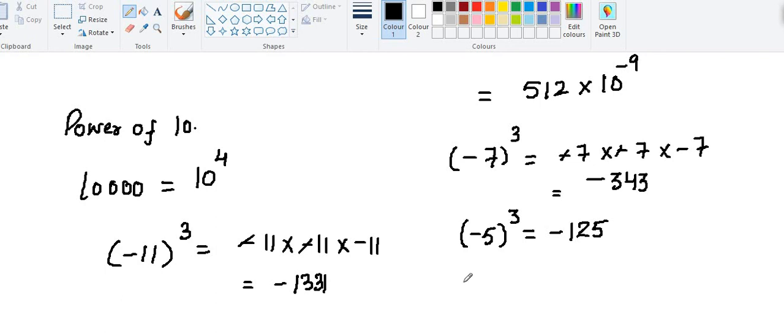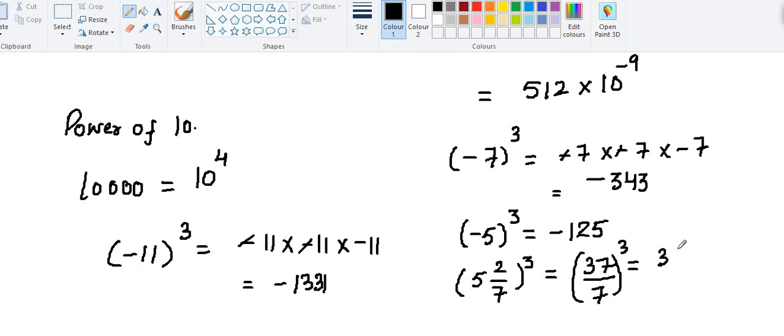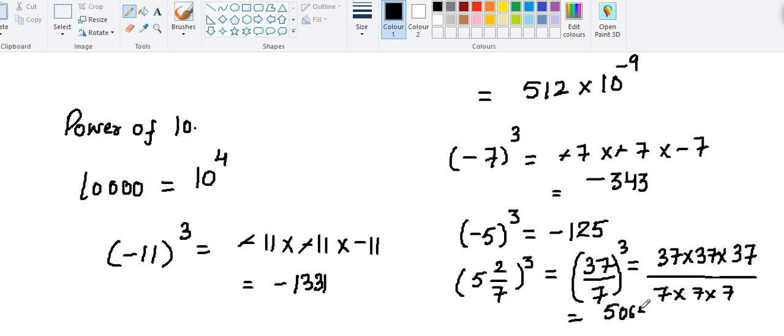What if you are being asked a question like this, 5 and a fraction, a mixed fraction? Cube of a mixed fraction. We will first convert it into an improper fraction, which is 37 upon 7 whole cube. Now you know that 37 cube will be 37 into 37 into 37, divided by 7 cube, which is 343. So the answer is 50653 divided by 343.